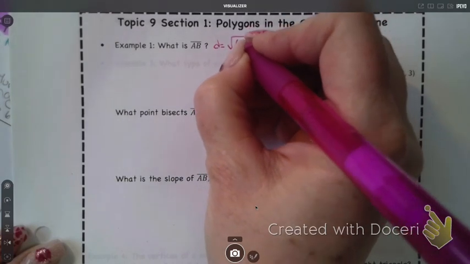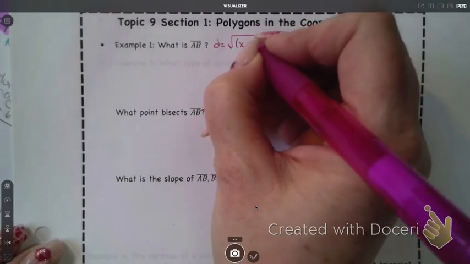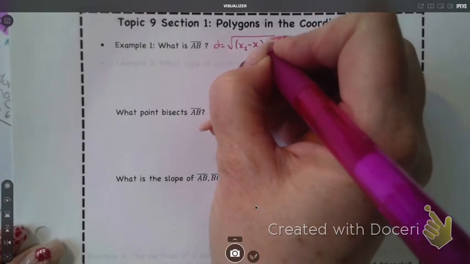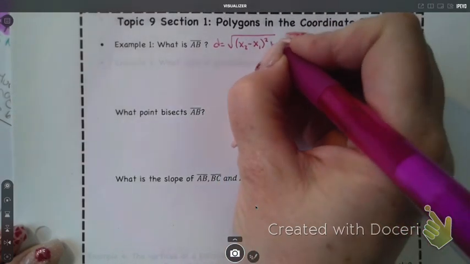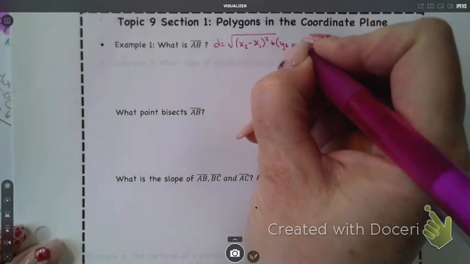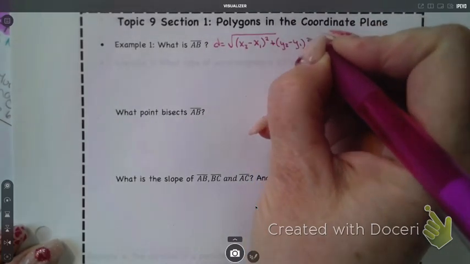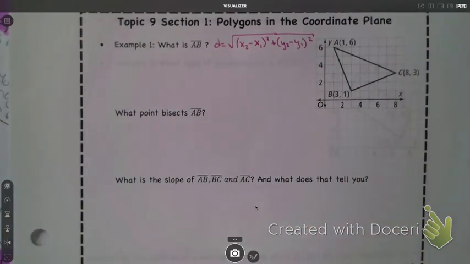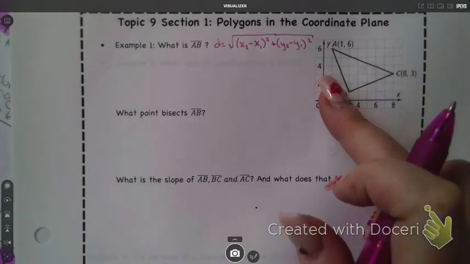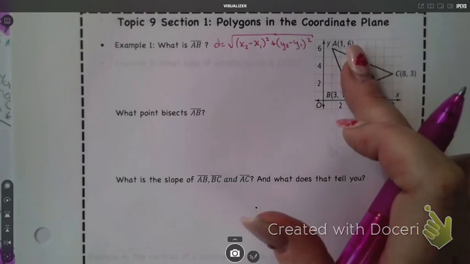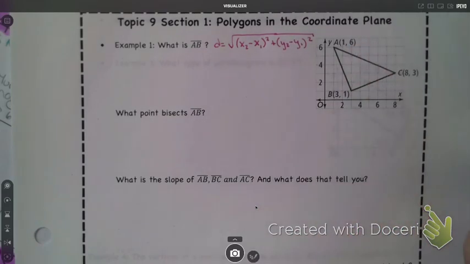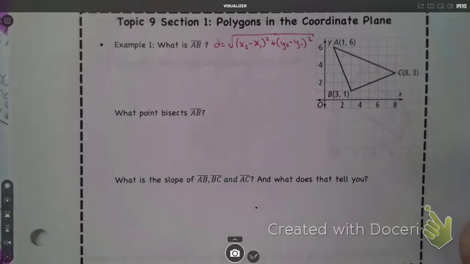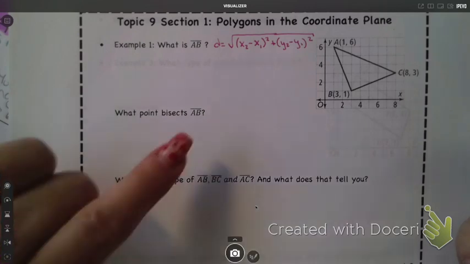So D equals the square root of x2 minus x1 squared plus y2 minus y1 squared. And we've used this before, yes? But you are going to use this on every single problem today. On this problem, actually, how many times? 1, 2, 3. Okay, so you're going to be doing slope formula and distance formula on every single problem. But this one just says, what is AB?